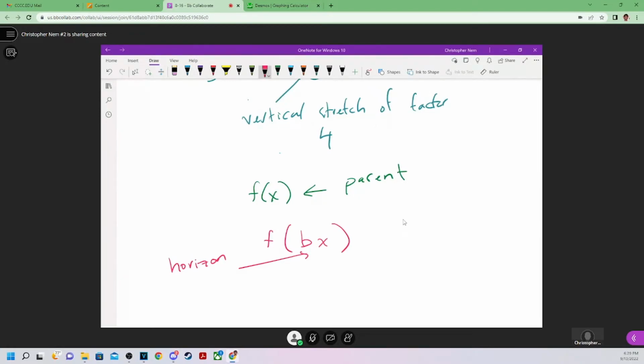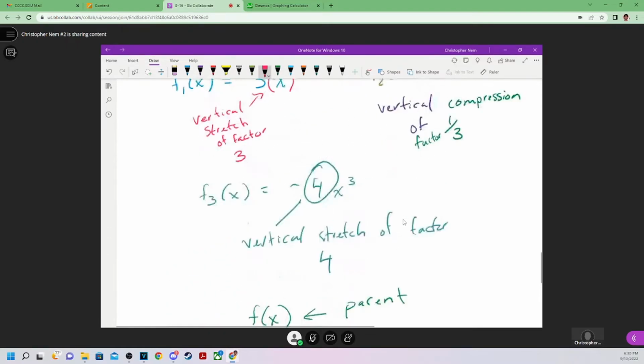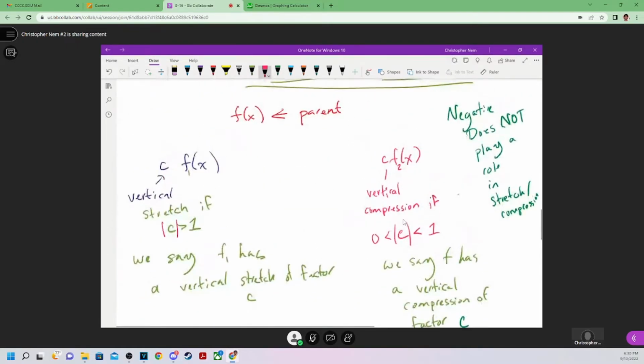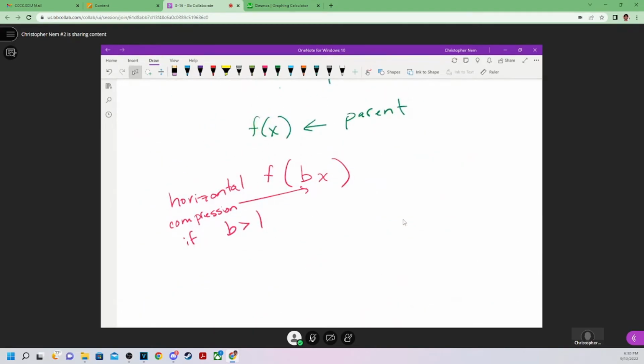If it's multiplying inside your function, then it's going to be a horizontal compression if b is bigger than 1. Some people call it compression, some people call it shrink. They mean the same thing, shrink, compressions. Now, it's a horizontal compression if b is bigger than 1. But wait, over here, I stated that if your c was bigger than 1, it's a vertical stretch. It's a stretch. Over here, I said now that if it's bigger than 1, it's a compression.